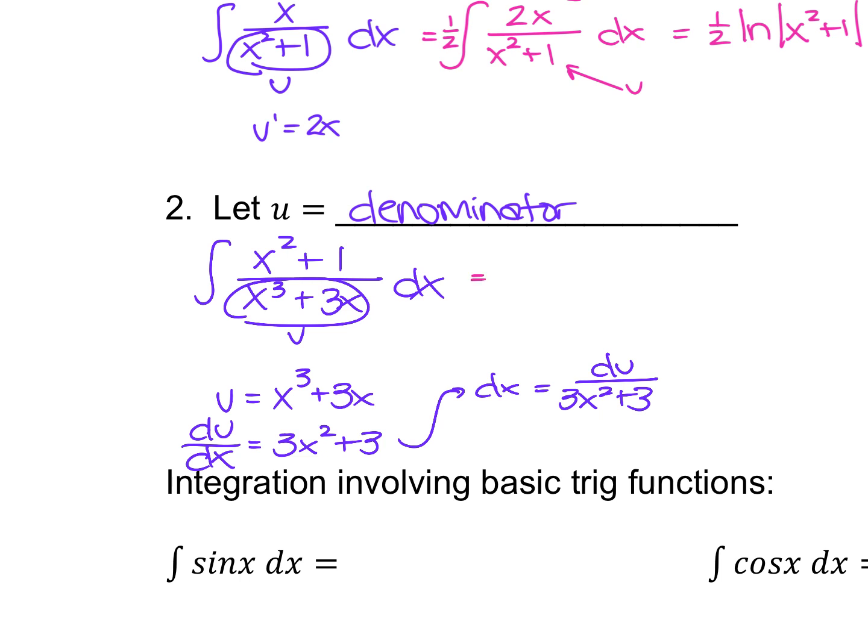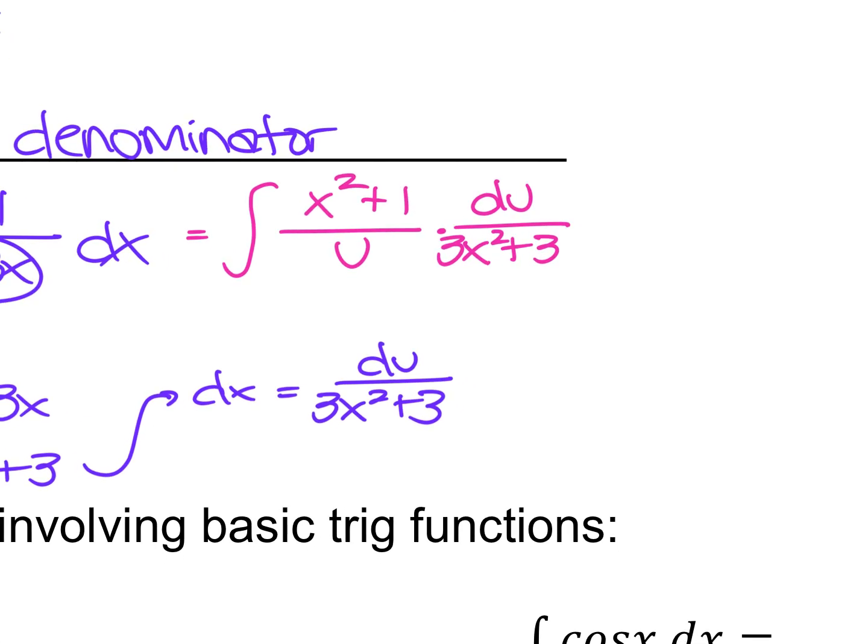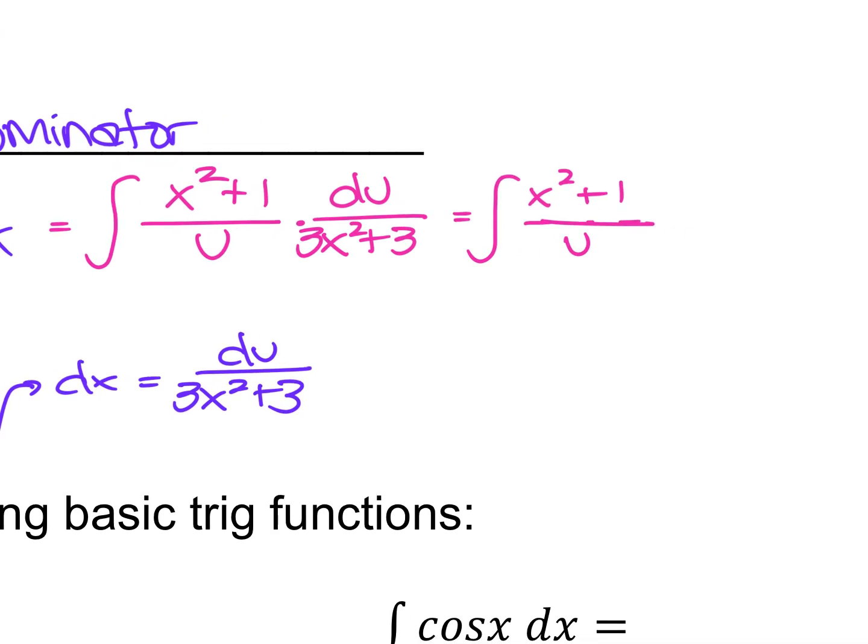And I say, okay, now I am integrating x squared plus 1 over u times my dx, which is du over 3x squared plus 3. And I can see that I'm going to be able to cancel my x squared plus 1 if I factor something out there. So if I take that now, I can manipulate it and take out that 3. So I have x squared plus 1 over u times du over 3 factored out gives me x squared plus 1, which I can then cancel.